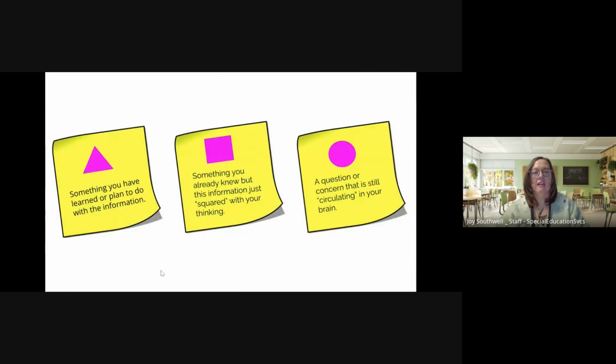In the chat, if you could drop one takeaway that fits in any one of these categories from today before you go, that will be your exit ticket today. I would like to know what you plan to do, what you learned, if it didn't work for you, or a question that you may still have, just so that we can circle back to some of these in future PLCs.